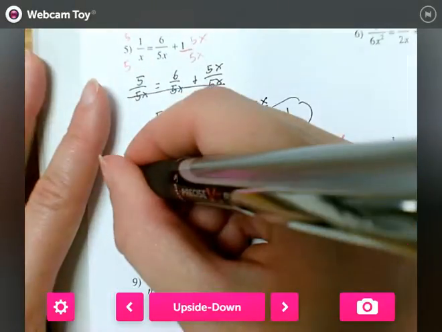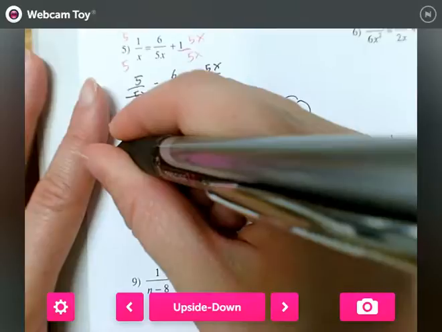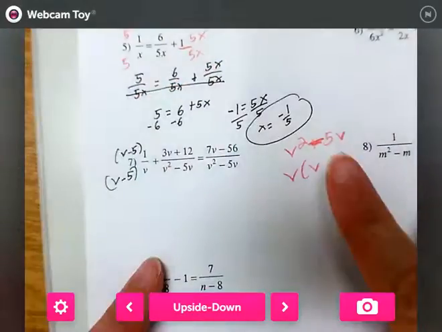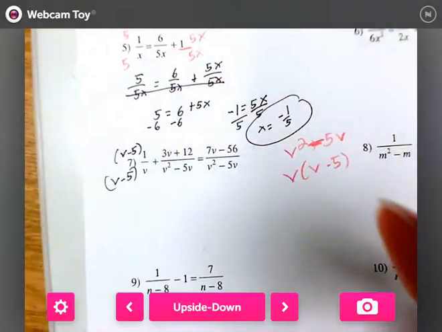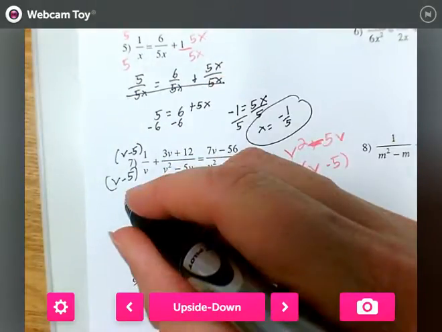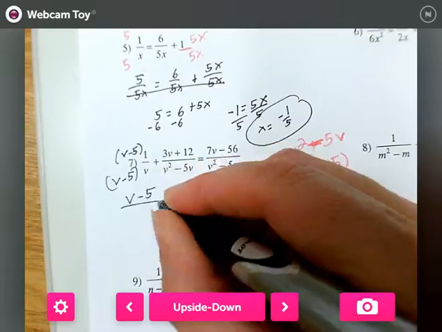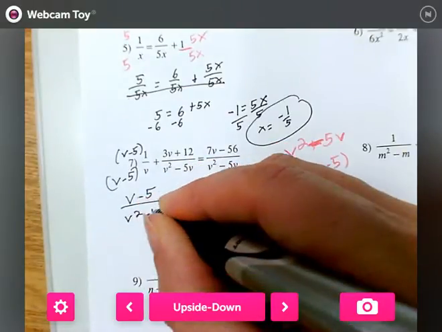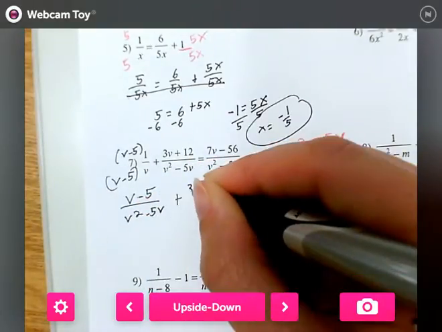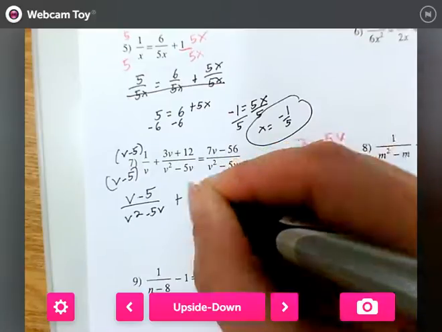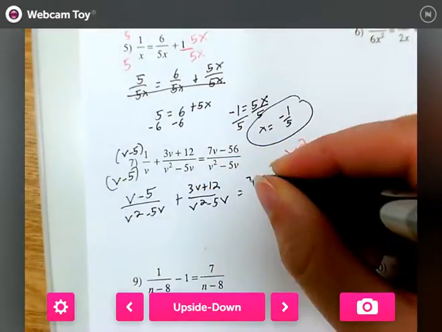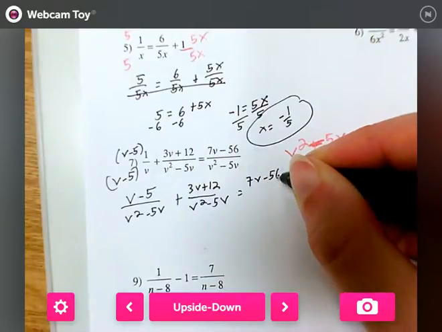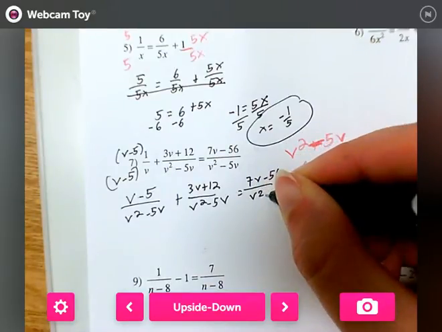V minus 5. Some of you can figure that out without doing this on the side. Some of you need it. So just think about what you need. So I'm left with v minus 5 over v squared minus 5v plus 3v plus 12 over v squared minus 5v equals 7v minus 56 over v squared minus 5v.